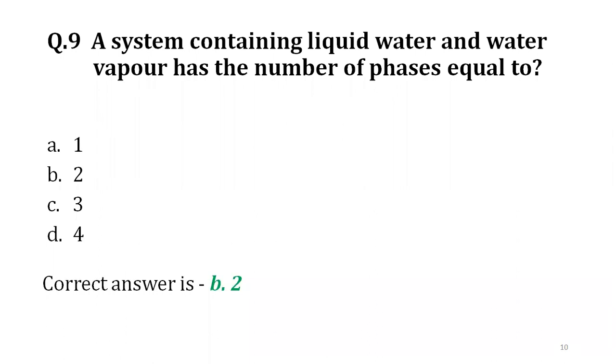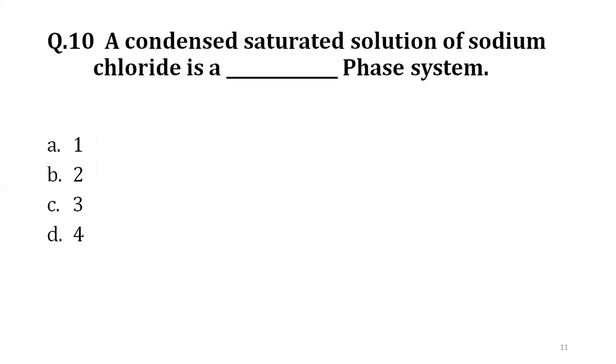There are basically three states of matter: solid, liquid and vapor state. Out of that, water can be present in the liquid form, and water is also present in the vapor form. So the correct answer is these two phases. Although the molecular formula of the water remains the same, the number of components is one, but the number of phases is two.